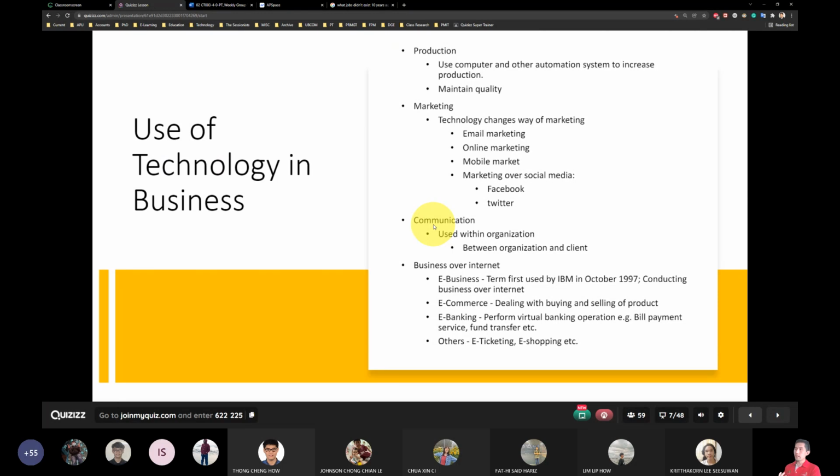So business over the internet, as you can see, there's already 3 different terms highlighted here. First one is e-business. Yeah. The term which was used back then, as you can see, is conducting your business over the internet. But the definition of e-business has changed over time. We'll look at e-business again after this. Yeah. E-commerce, of course, dealing with buying and selling of products. And to be honest, e-commerce is the one that is being highlighted to utilize it over the internet instead.